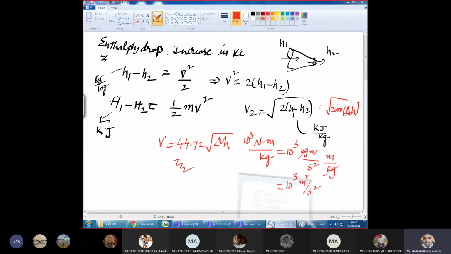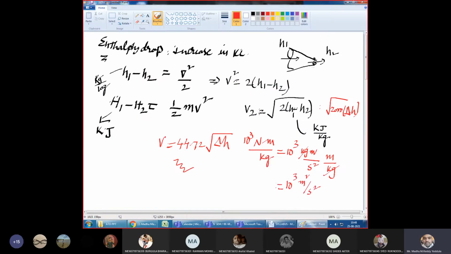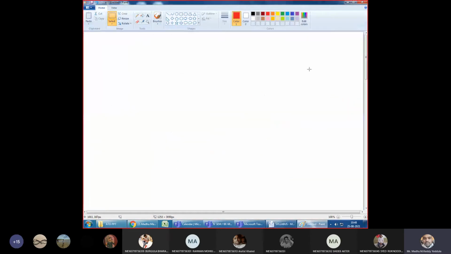Now, if you see the syllabus, after that we have mass of steam discharging through the nozzle. Very, very important derivation. Mass of the steam discharging through the nozzle, condition for maximum discharge and critical pressure ratio. All three will come in one derivation. So let me derive that.